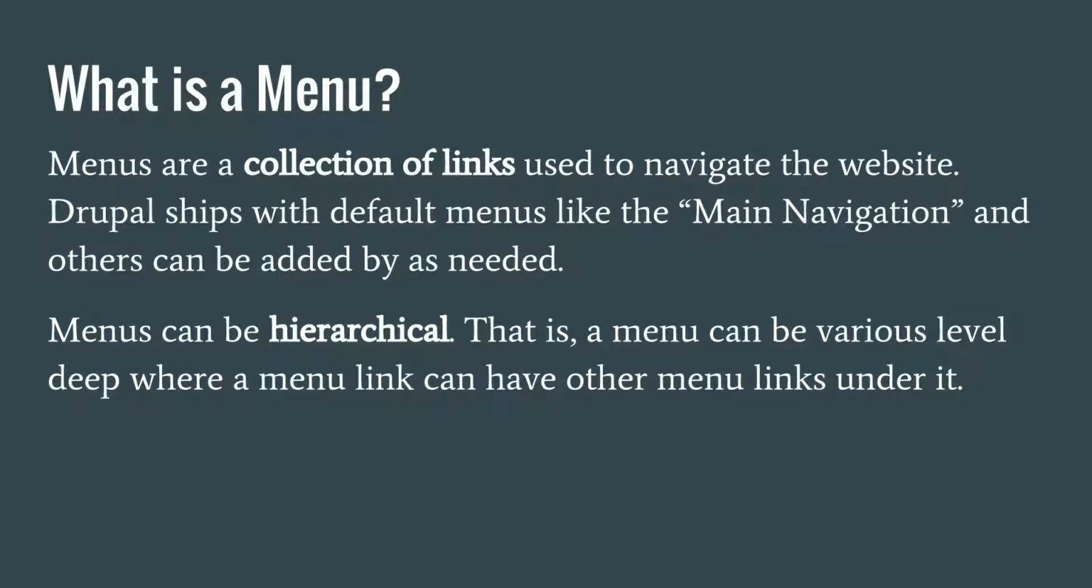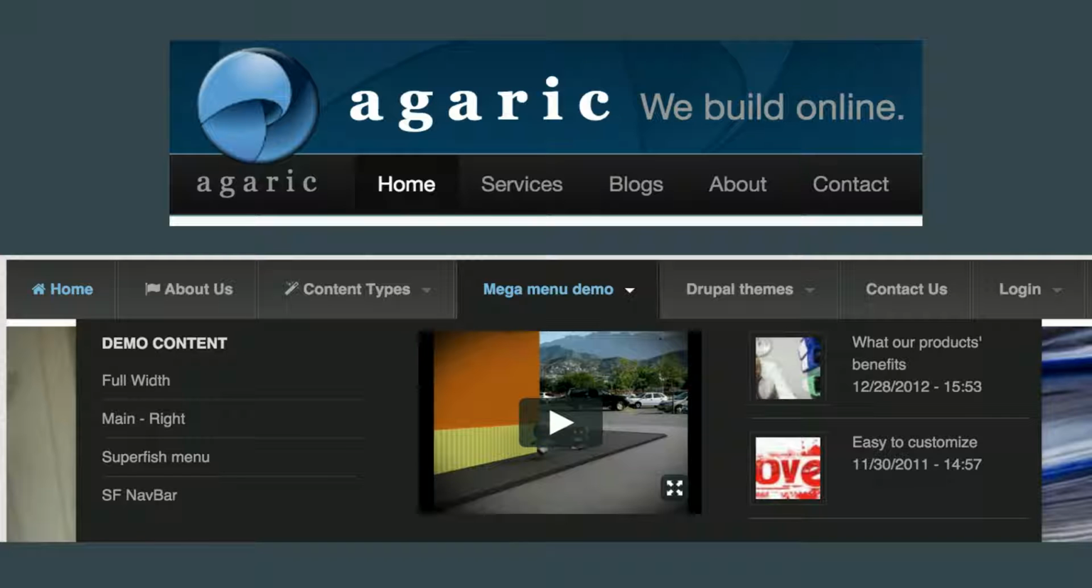Menus are a collection of links used to navigate the website. They can be as simple as this or as crazy as this. You can have different submenus or different levels. You can have videos and stuff. This is a module called TV Mega Menu. This comes out of the work with Drupal, but menus are used to navigate your website.